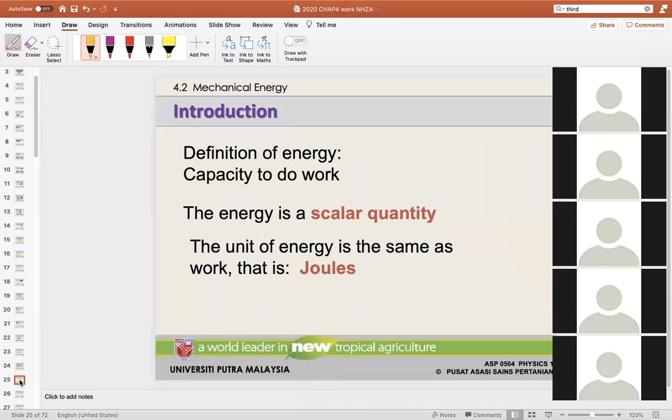Okay. Energy is a scalar quantity. The unit of energy is the same as work, which is joules or Newton meter.